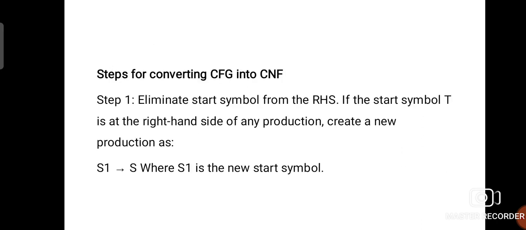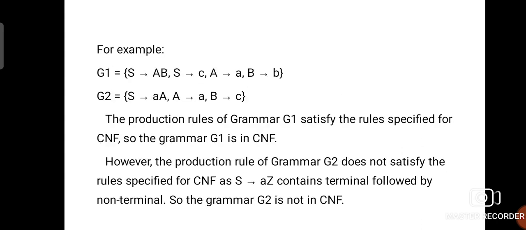Now we are having the example grammar. In the first grammar we can see all the rules are in the CNF form. That is, the first production rule has exactly two non-terminals, and the second production has one terminal, A tends to A, B tends to B. But in the second grammar we can see S tends to AA, one terminal, non-terminal. So this is not in the CNF form. So this is an example of a grammar which is not satisfying the CNF.